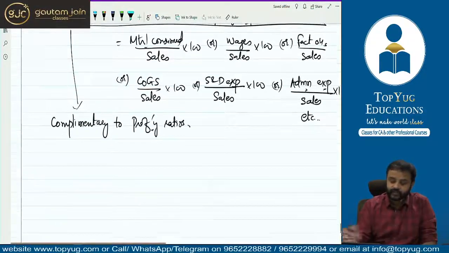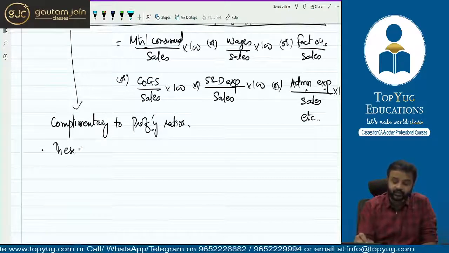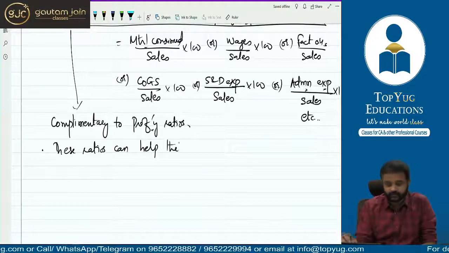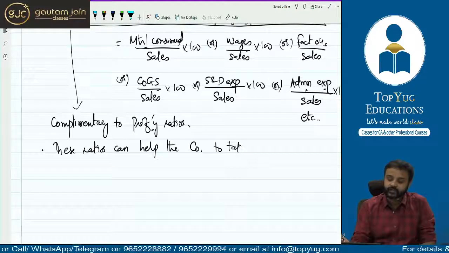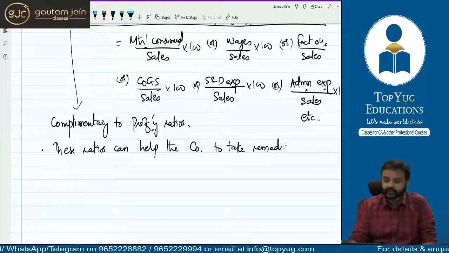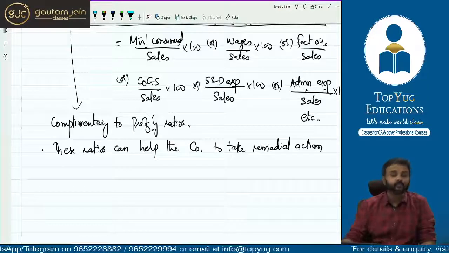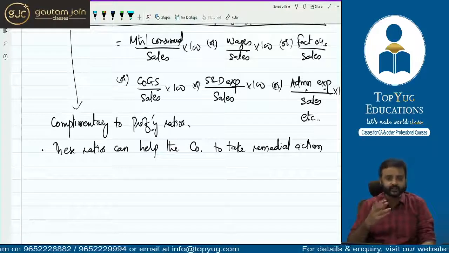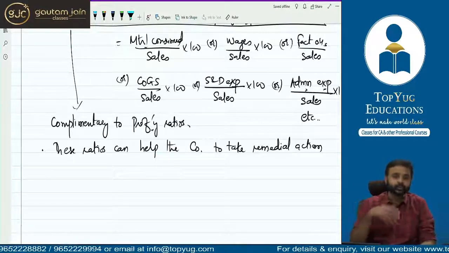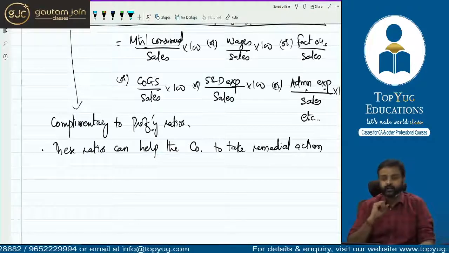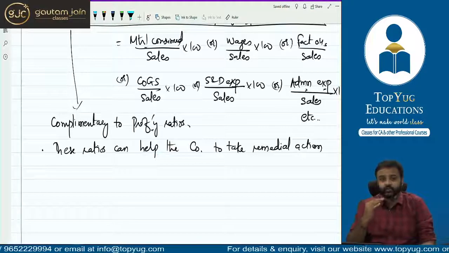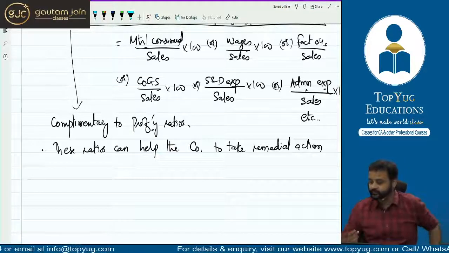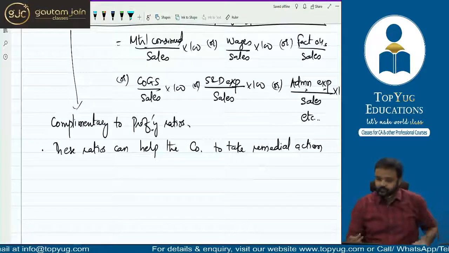Okay, next, second thing, as we said, these ratios can help the company to take remedial action, right? Whichever expense is higher, they can try to control that. Whichever group of expenses is higher, when they compare with other firms or with their own performance in the previous period, they can understand whether it is higher or lower, and if it is higher, they can always take remedial action for it, right? That's the use of this particular ratio.